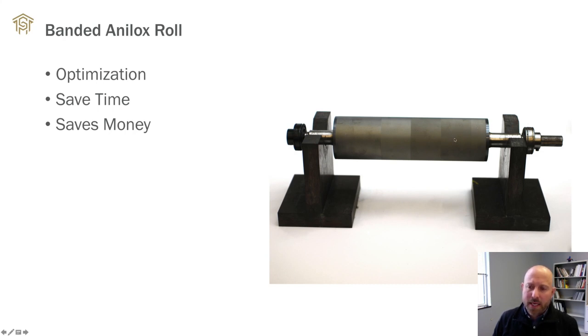Each one of these bands will transfer a different amount of ink. In this particular case, we've got 1, 2, 3, 4, 5, 6. We've got 6 bands going across this anilox. And it's like having 6 different anilox rolls all in one.